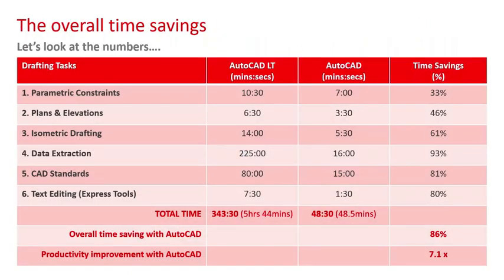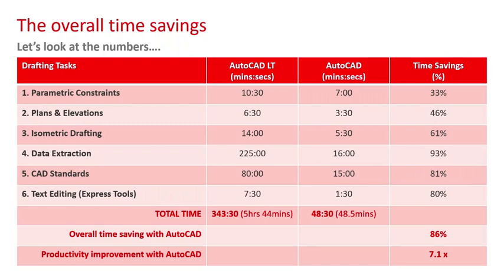So let's have a look at the numbers. How does this all work? How do the overall time savings work with full AutoCAD versus AutoCAD LT? So in the productivity study, there's a table, and I've tried to replicate it as close as I can in the slide. So the drafting tasks that we went through in the productivity study were parametric constraints, plans and elevations, isometric drafting, data extraction, CAD standards, and the text editing using the Express tools. And then what we did was we logged the time against each of them in minutes and seconds.